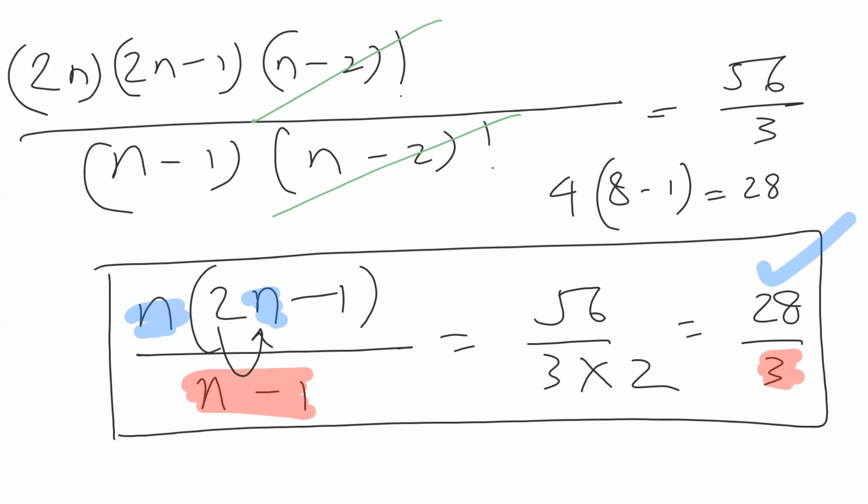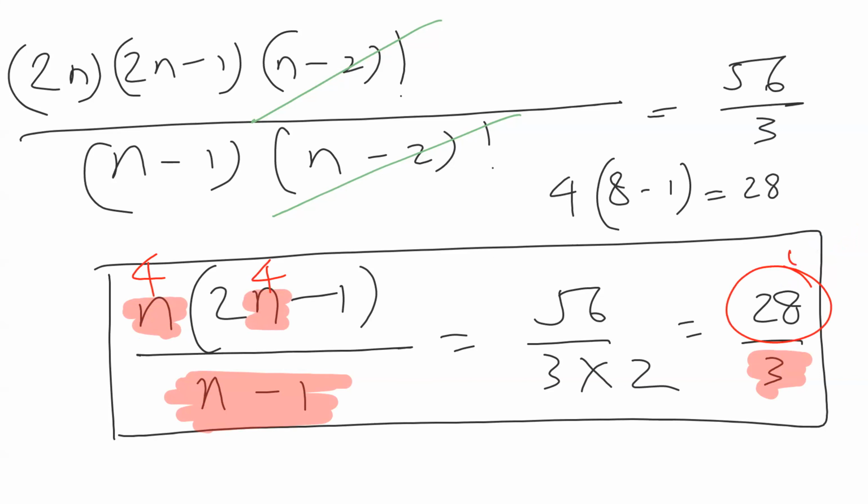But how do we get 4 in the first place? Let me repeat that. I compared n minus 1 to 3. When I equated n minus 1 to 3, I got n as 4. Now that 4 should satisfy the numerator as well. So when you put 4 over here and here, check whether you're getting 28 or not. I think you are very well getting 28. So therefore n is equal to 4.